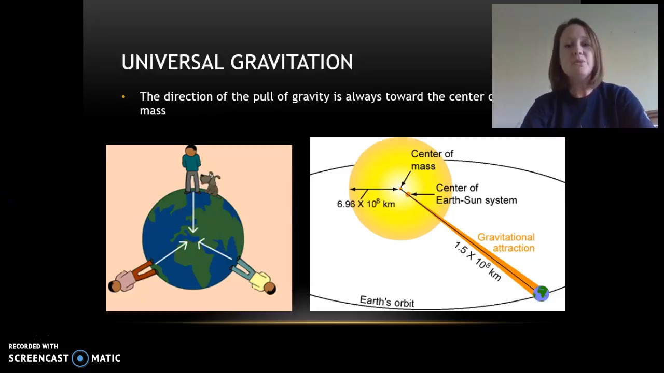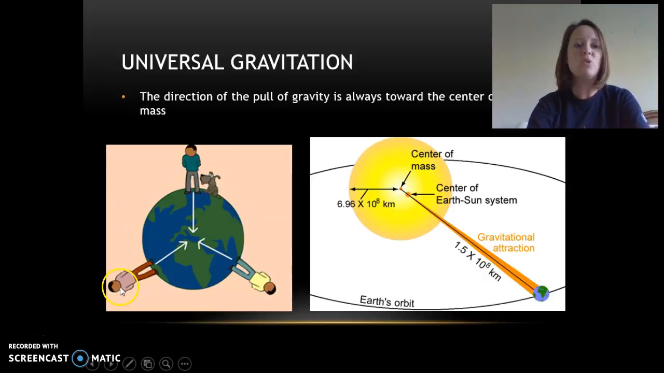The direction of the pull of gravity is always toward the center of mass. So when you're standing on Earth, the pull of gravity is towards the center. So no matter what side of the Earth you're standing on, you're not going to fall off. And so the same thing, we are attracted to the center of mass of the sun. So when we're orbiting the sun, it's actually the center of the sun that we are orbiting.